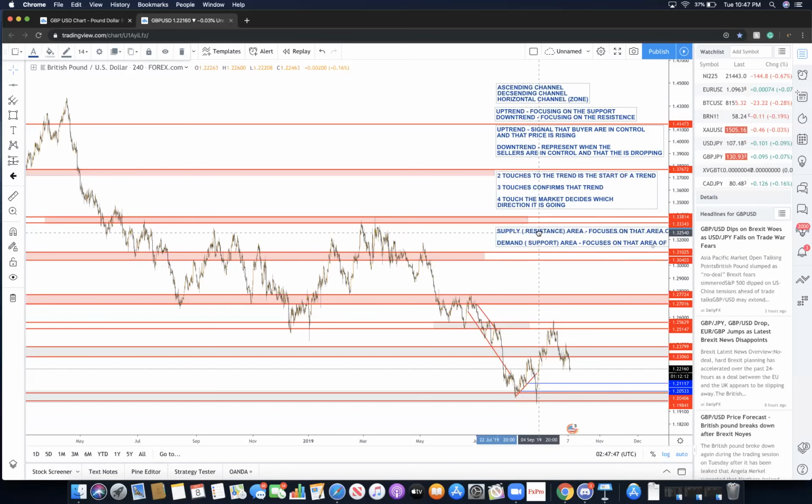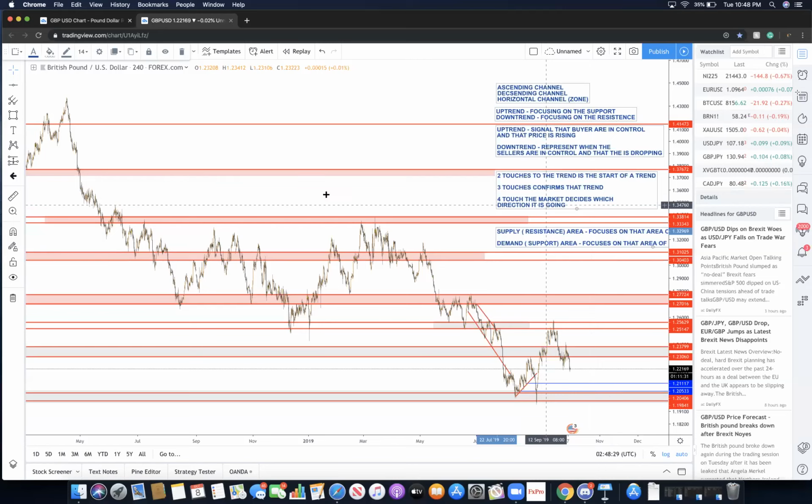When we were talking about a trend, I told you guys that 2 touches is the start of a trend, 3 touches confirms that trend, and on the 4th touch, the market decides which direction it goes. So if the market breaks out of that trend, keyword we spoke about, breakout, fake out, on the 4th touch, then we know that after the retest of either the trend or the price area or price point, the market can continue going down. If the market fakes out and breaks back in with a retest, then we know that the market has a chance of going back up.